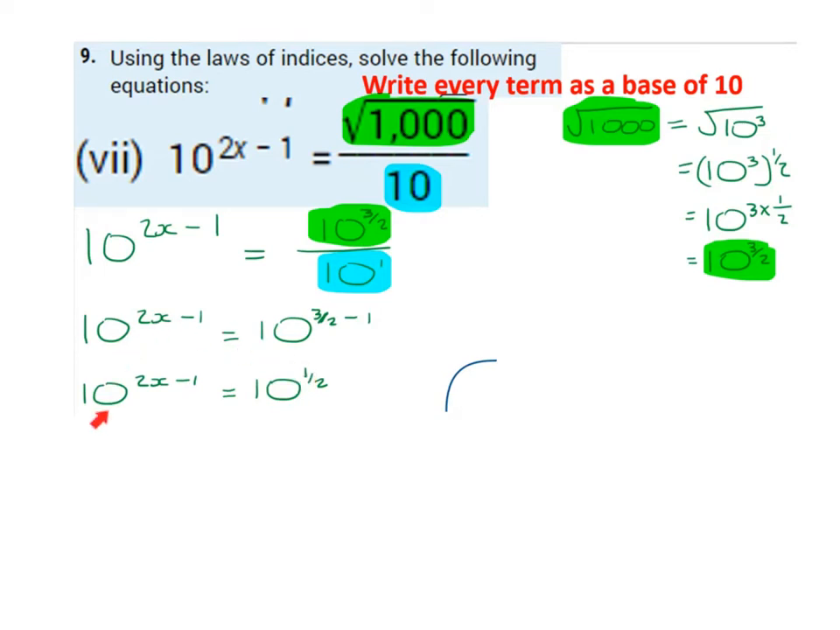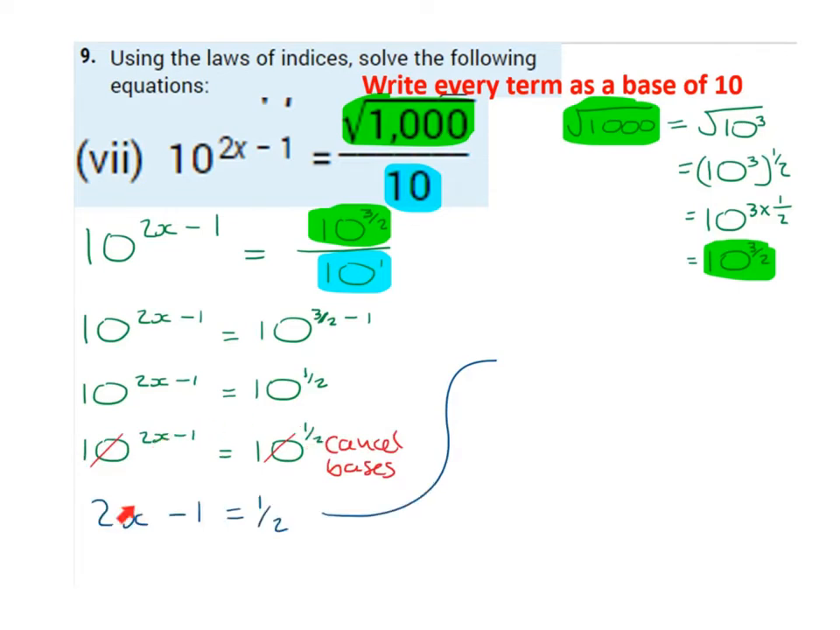So we have 10 to the power of 2x minus 1 on the left of the equal sign and 10 to the power of a half on the right of the equal sign. Now that the bases match, we can cancel the bases. So we're left with 2x minus 1 equals a half. We want to solve for x, get the x on its own.